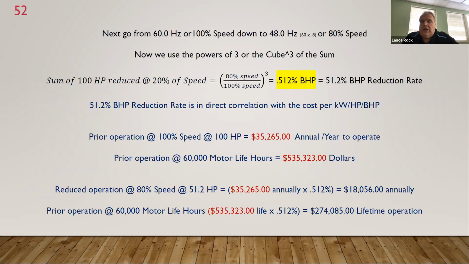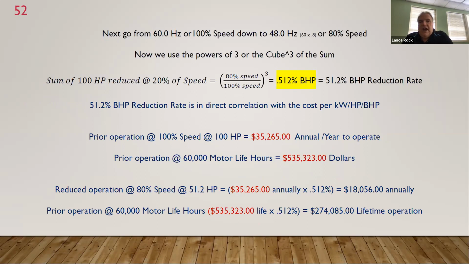Now I'm going to take it down to 80%. You see the power of 3 there. I'm going to go from 60 hertz, 100% speed, down to 48 hertz or 80% speed. Doesn't matter. 60 times 0.8 is 48. 100 times 0.8 is 80% speed. You simply take the VFD, drop it down to 80%. This is what's going to happen. You're going to drop your brake horsepower to 51.2%. If it was a 10 horse motor, you're going to drop it down to 5.12 brake horsepower. It doesn't matter. That's the cube of that sum.